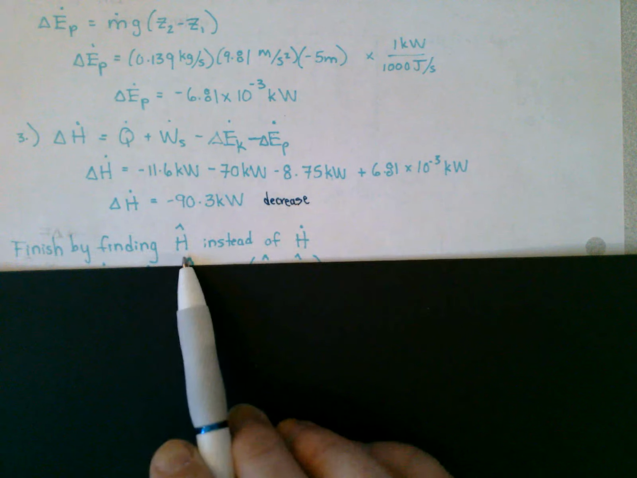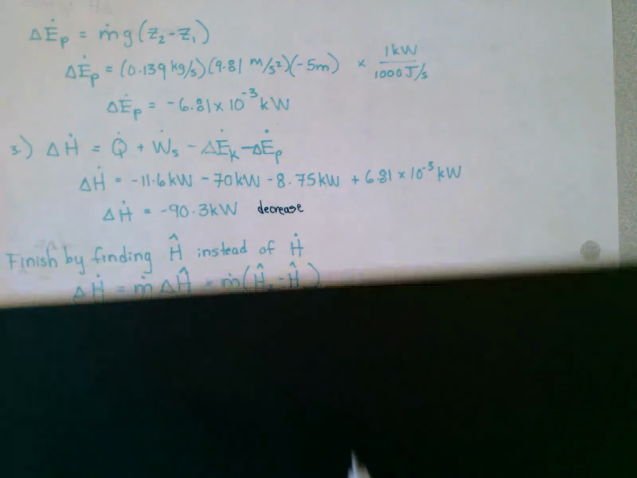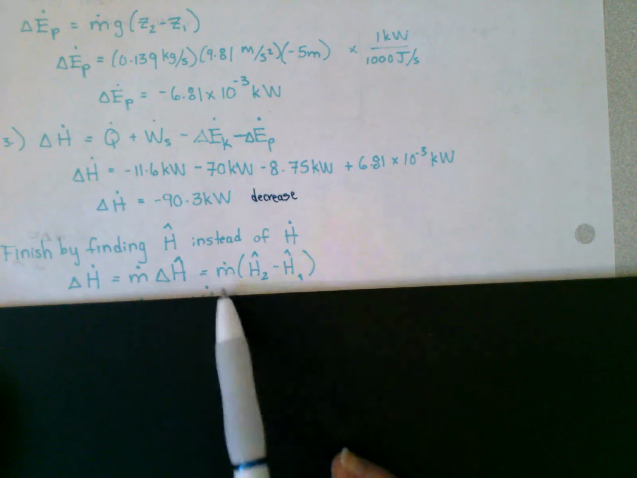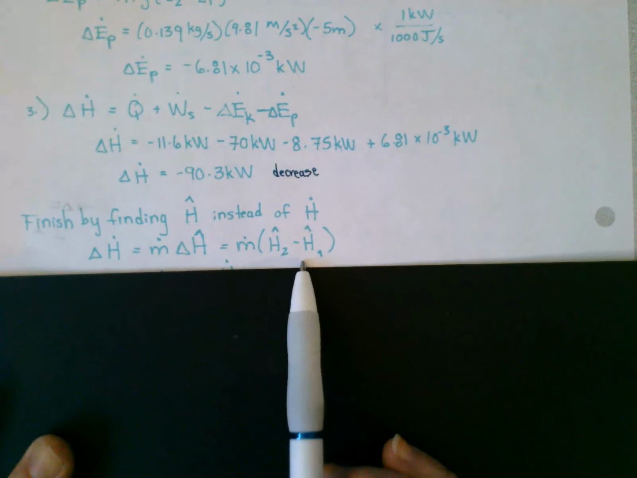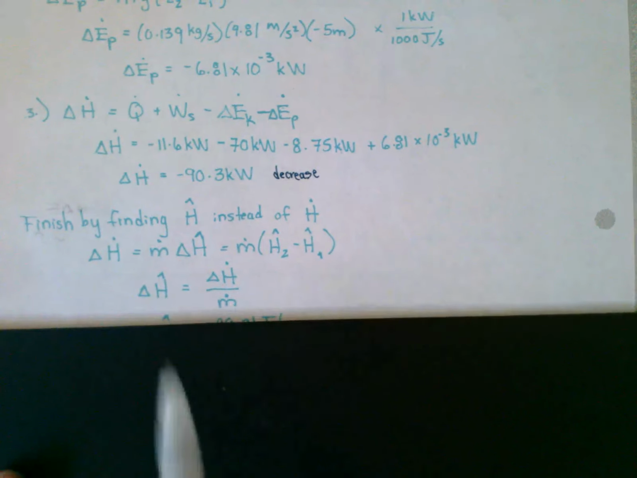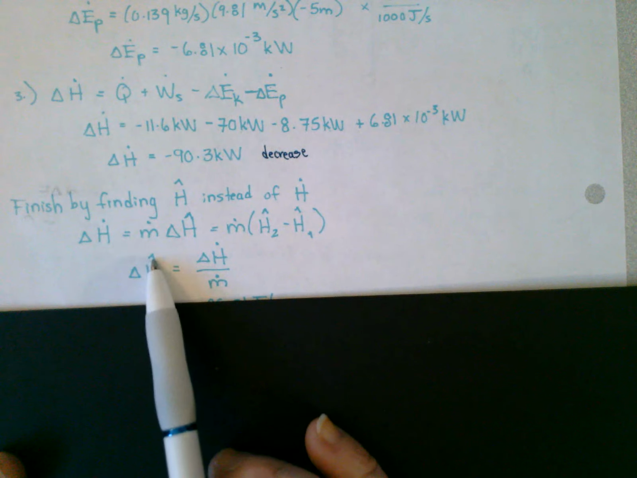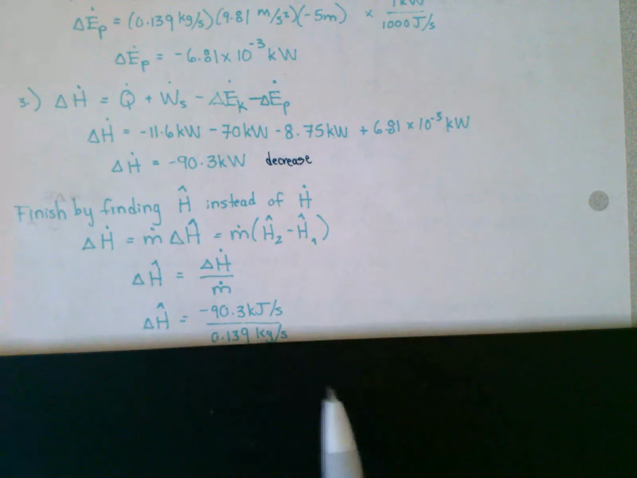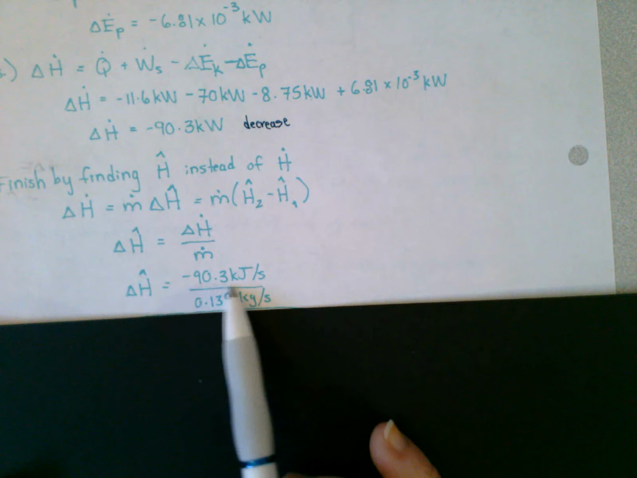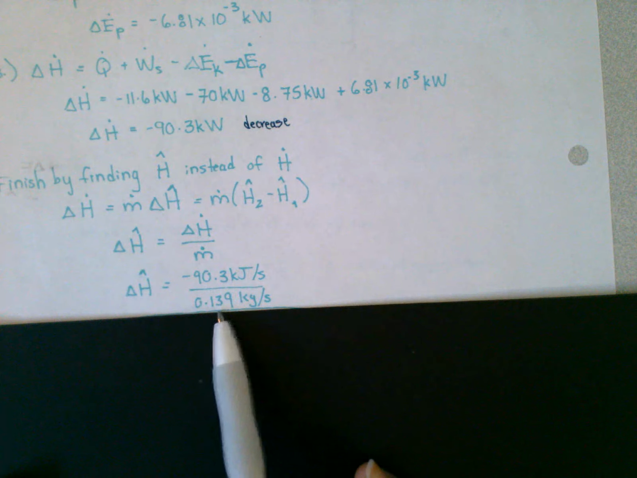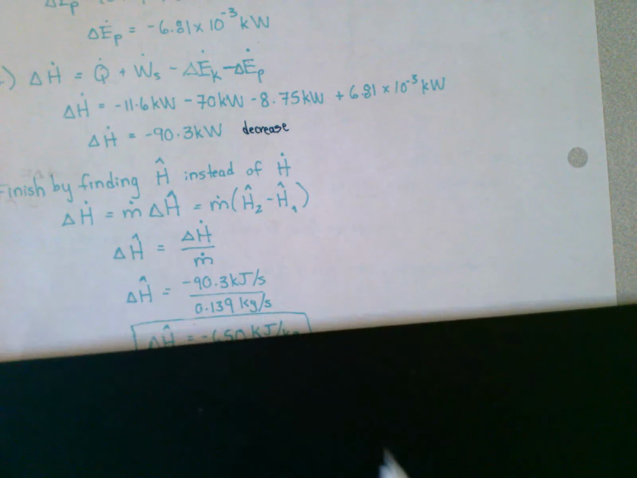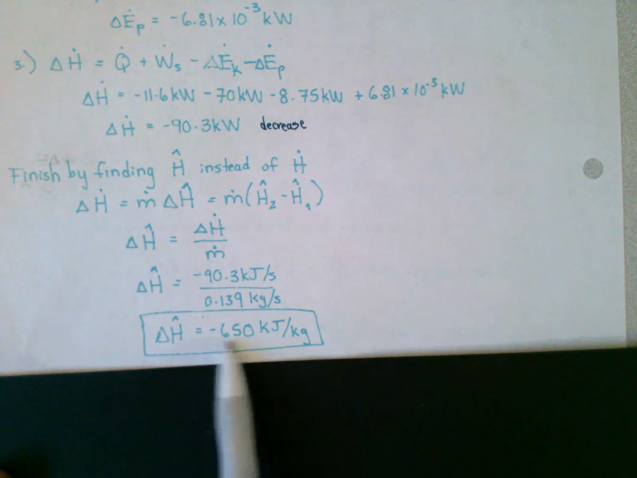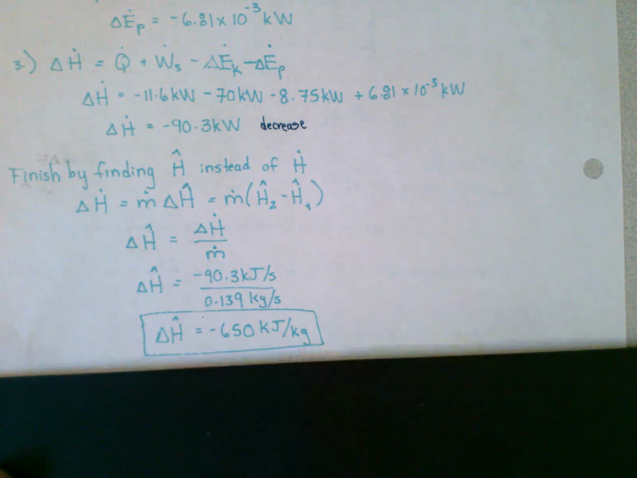All right, let's finish by finding H hat instead of H dot. Remember that delta H dot is equal to m dot times delta H hat. So it could be the change in these specific enthalpies if we had one or the other. So if we rearrange, change in H hat is equal to the change of H dot divided by m dot. And we're going to take that negative 90.6 kilojoules per second divided by 0.39 kilograms per second. And we're going to find that that change in specific enthalpy is negative 650 kilojoules per kilogram.